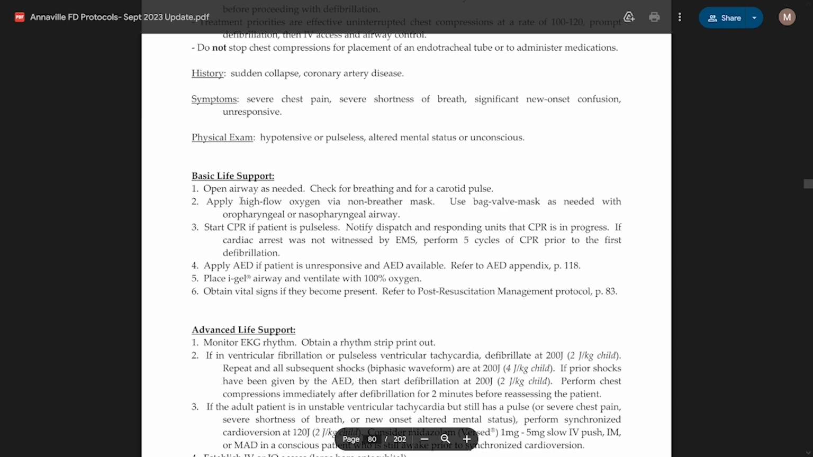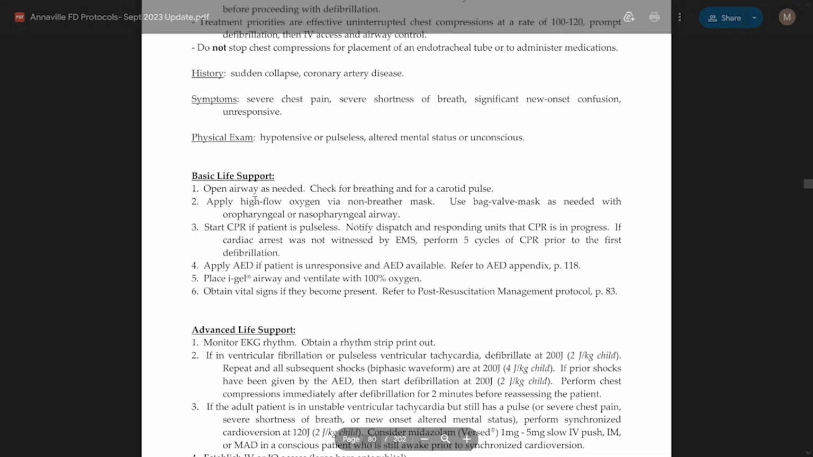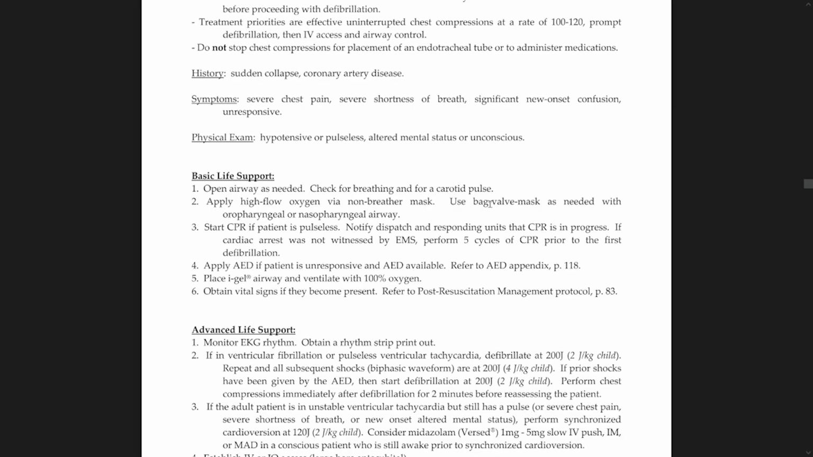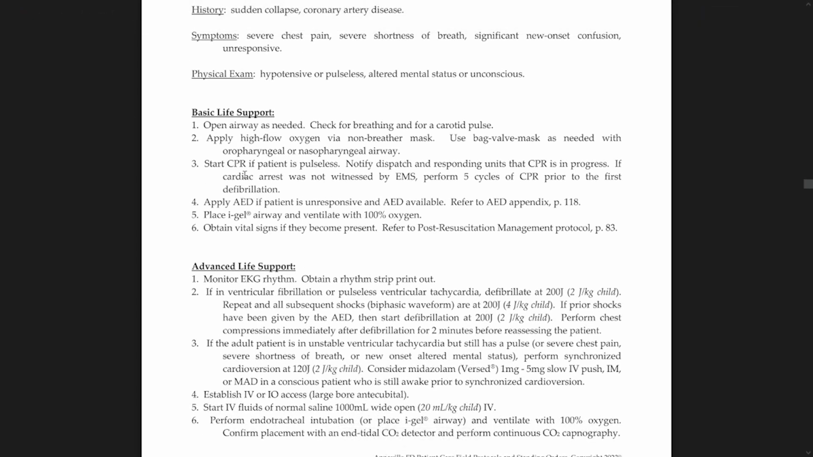For BLS or basic life support, you want to make sure that you open their airway as needed, check for breathing and for a carotid pulse. If you don't detect that, we're going to move forward to high flow O2 via a non-rebreather mask or a BVM as needed. Definitely we're going to go towards a BVM with an OPA or an NPA. We're going to start CPR if the patient is pulseless, notify dispatch and responding units that CPR is in progress.